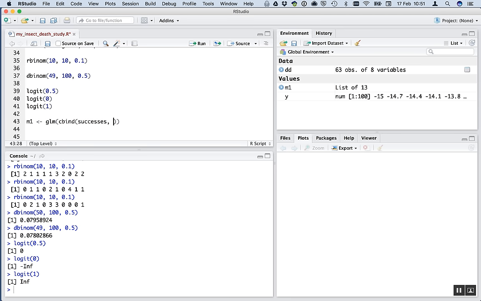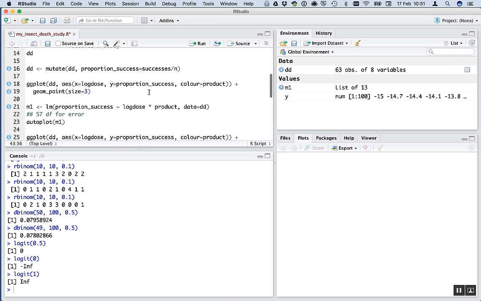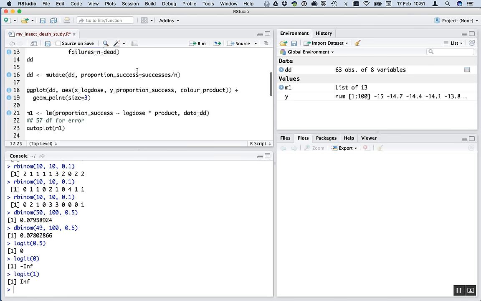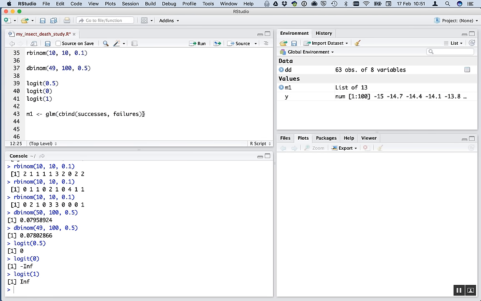successes, failures. Now remember, they are what we created just here. We created those from the data. The number of successes, which is the number of dead, and the number of failures, which is the total number of trials minus the number of dead. Successes and failures. And log dose is one of the explanatory variables, and product is the other.